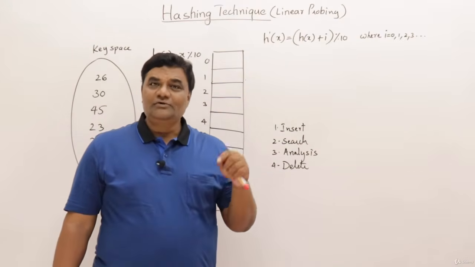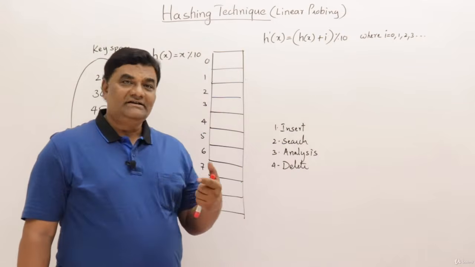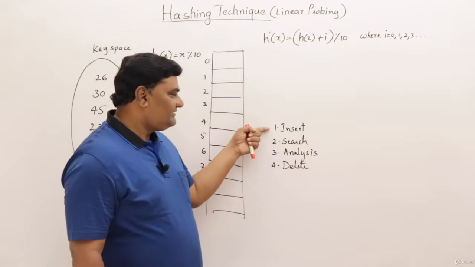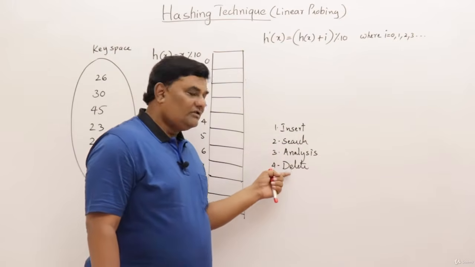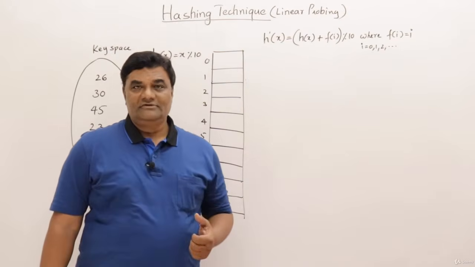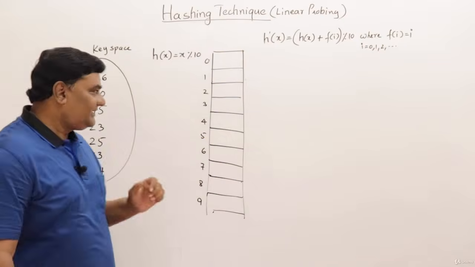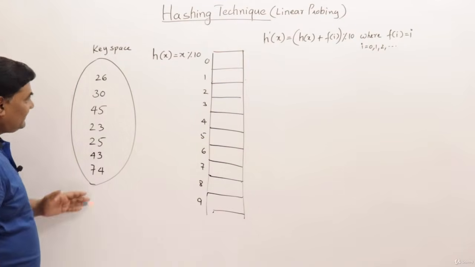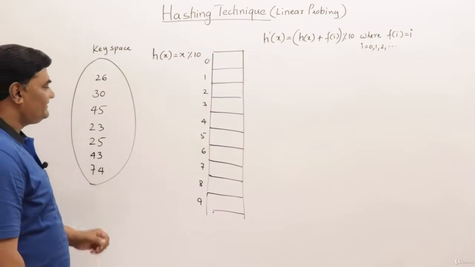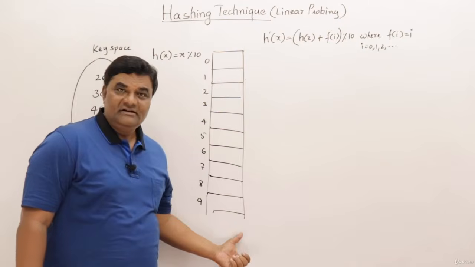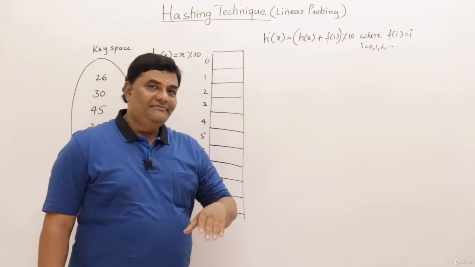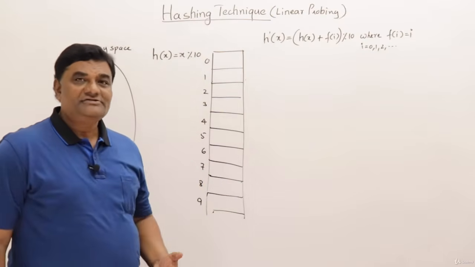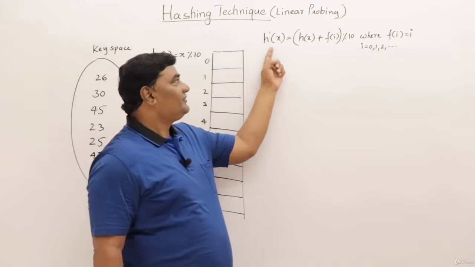First I'll explain what it means by linear probing. Then I will explain the operations insert and search, and we will do analysis on search. Then we'll also see delete. Now let me explain linear probing. For explanation, I have already taken a key space, that is a set of keys, and a hash table of size 10, and the hash function is h of x equal to x mod 10. But we will be using a modified hash function for linear probing, that is h dash of x.